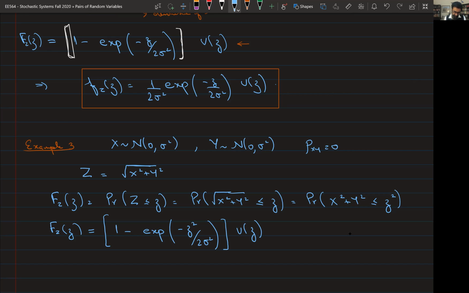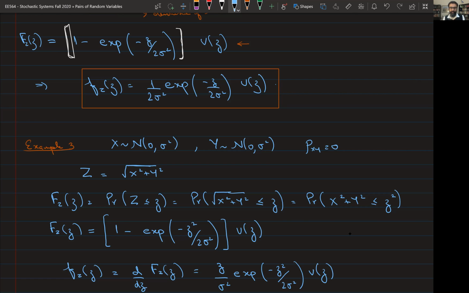Okay, so this is the CDF for this particular z. And how do I find the PDF? The PDF is just obtained by differentiating the CDF with respect to z. And what I get here is z upon sigma squared e raised to power minus z squared divided by 2 sigma squared, u of z. So this is what I get after I differentiate.